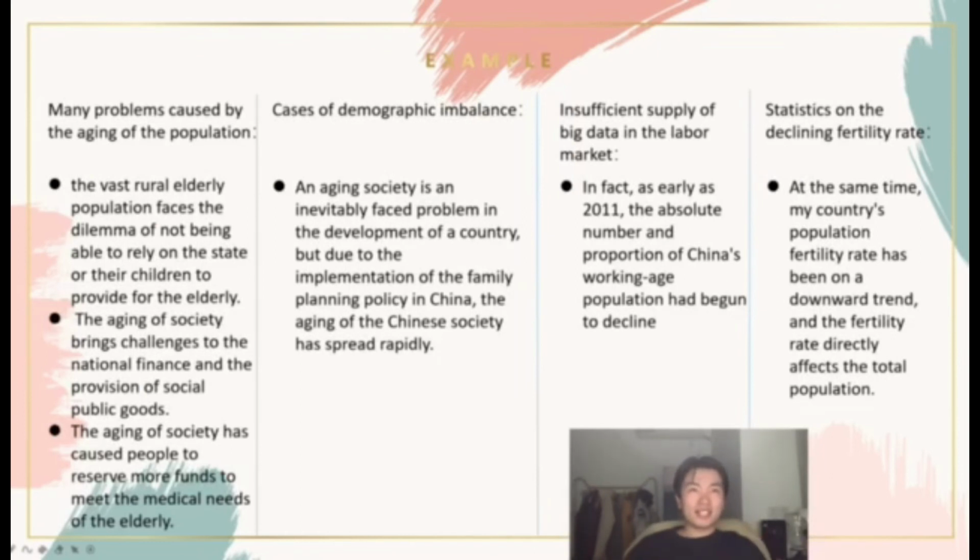For the last one, the statistics on declining fertility rate. At the same time, my country's population fertility rate has been on a downward trend, and the fertility rate directly affects the total population. Let's move to the next part.